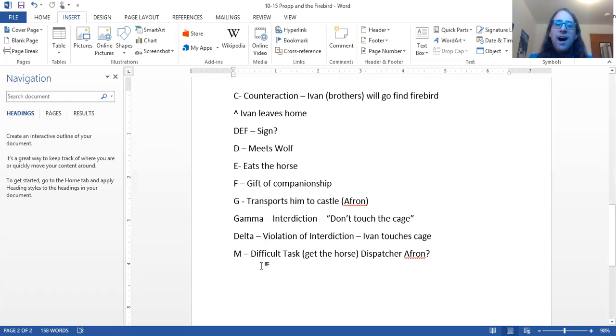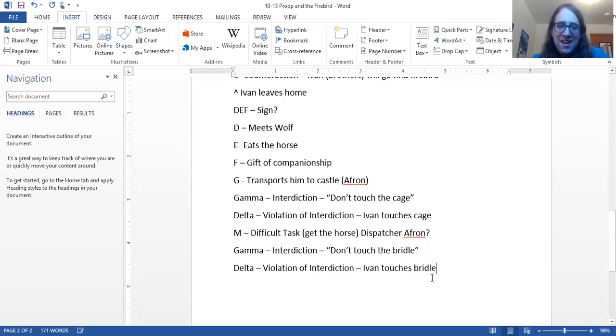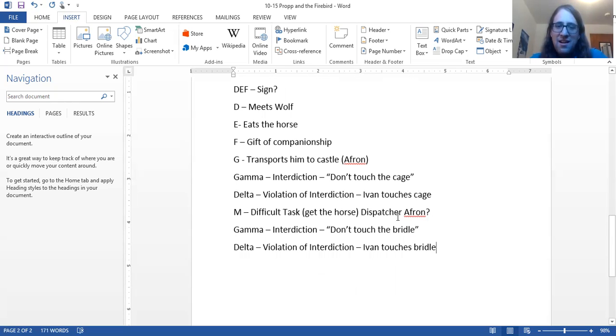Okay, so now Ivan's got a difficult task again, and now he's being given another interdiction, which is don't touch the bridle of the horse. And of course he touches the bridle of the horse. So we're back to gamma and delta again. And we're back to getting difficult tasks again. And we get this one from a new czar who is named, what was it? Kuzmin.